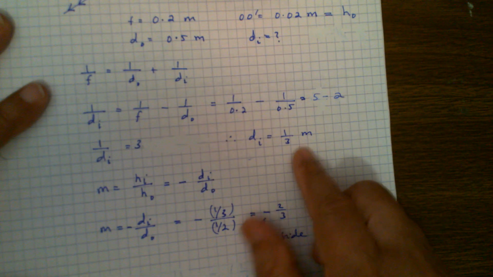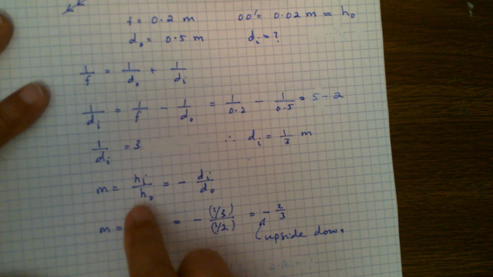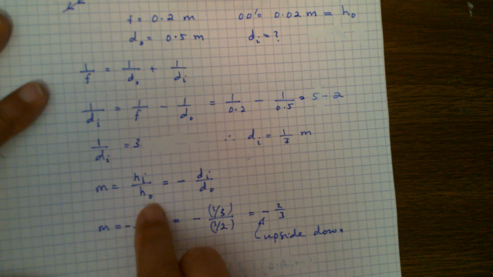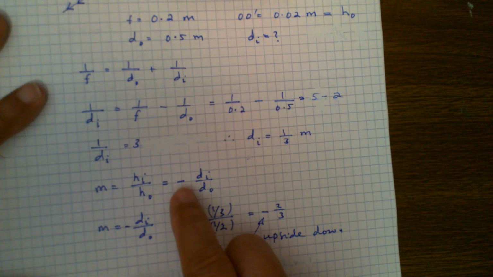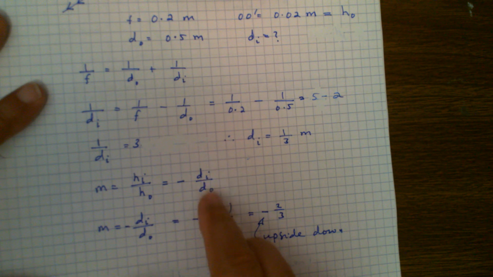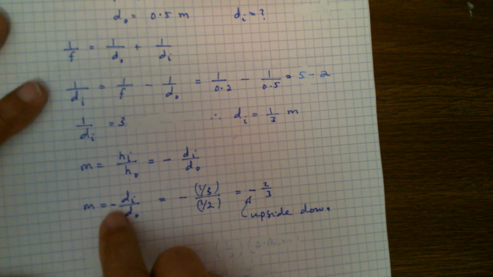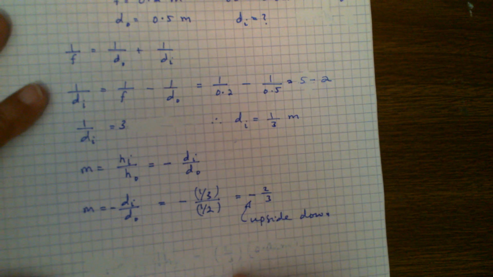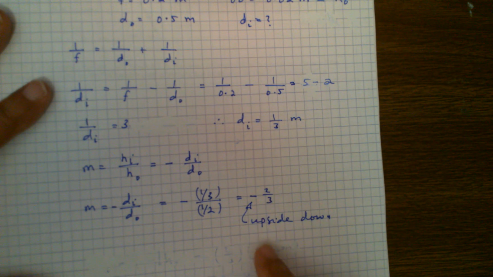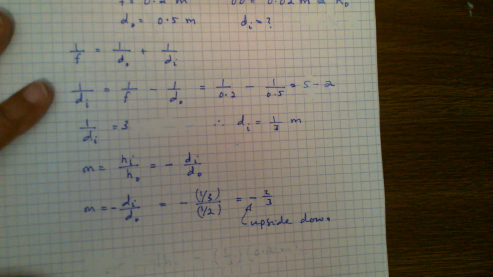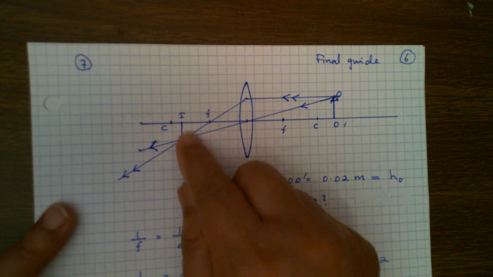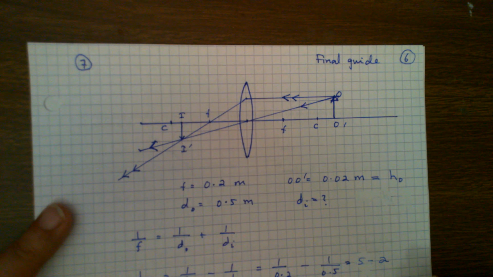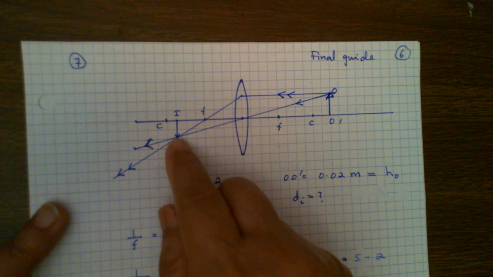Now the next thing is we need to find the magnification. Magnification is hi by ho, that is the height of the image by the height of the object, and is equal to negative Di by Do. Substituting, I get negative 2 by 3. So magnification is negative 2 by 3. The meaning of the negative sign is that the image is going to appear upside down. It's a real image, and of course it will be upside down. All right, and that's it.